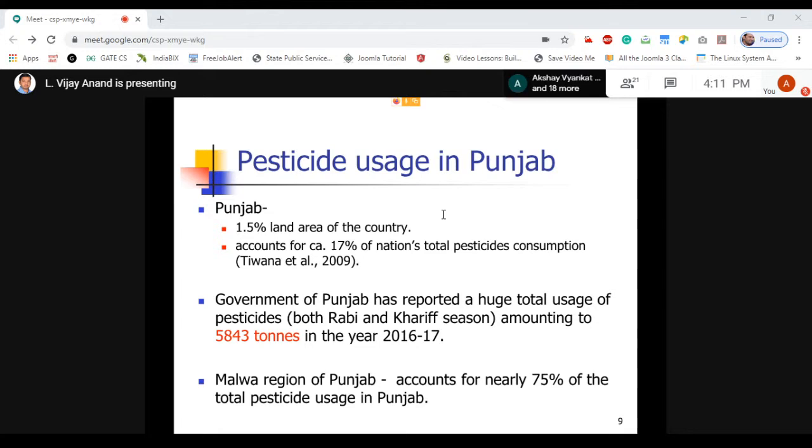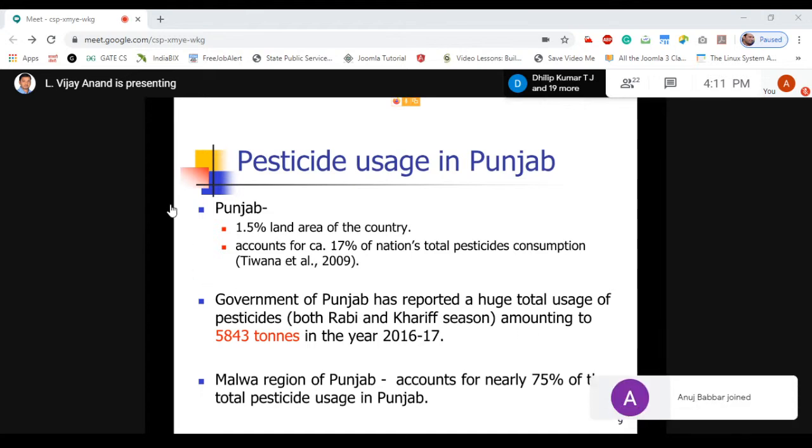And essentially, if you look at within Punjab, where most of it goes to is the Malwa region. And we know that lots of health issues are there. Then the groundwater pollution in the Malwa region is huge, and lots of problems need technological solutions, or even a comprehensive understanding is still lacking in many cases.